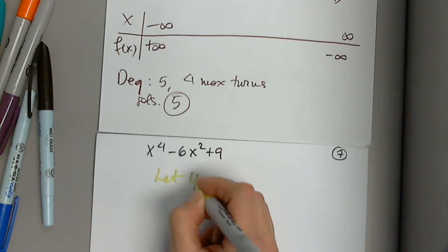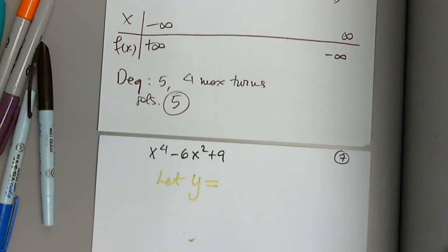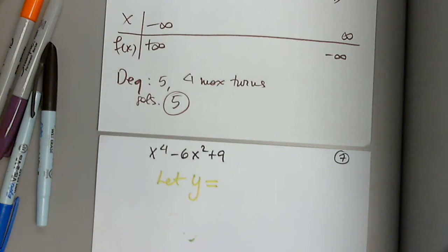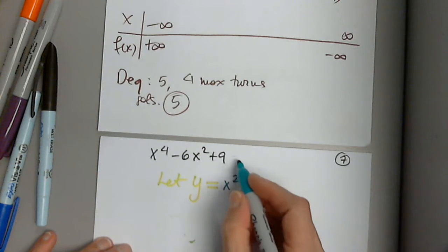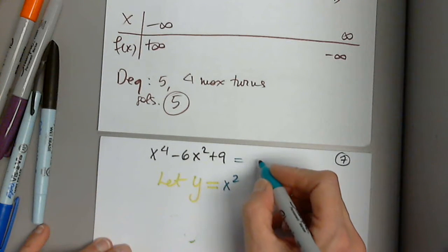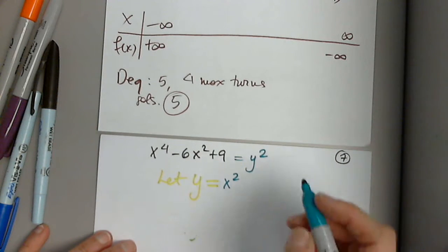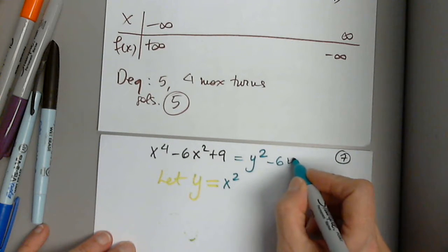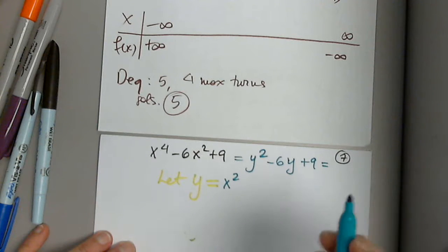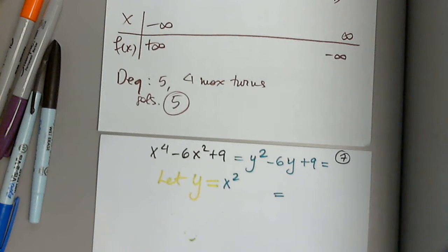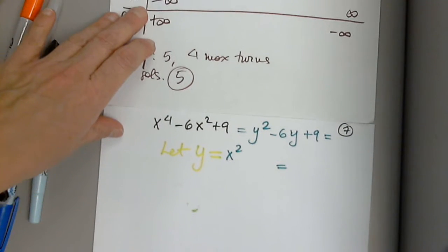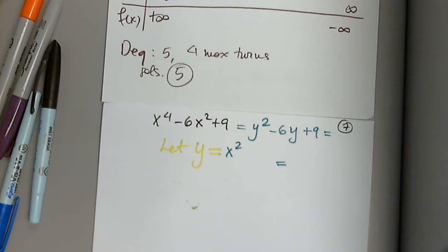So I'll let y be x squared. Very good. Awesome. So then this becomes y squared minus 6y plus 9. Very good. Now what is this? That's why we did this on the first day of classes, because we see it all the time, all the time.